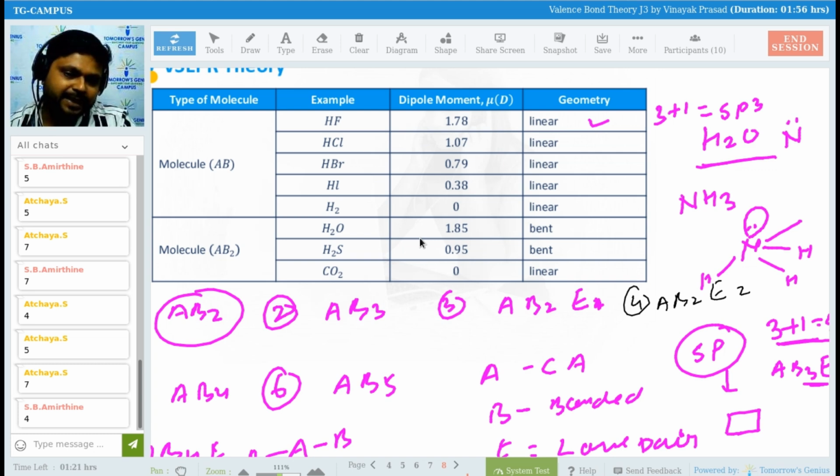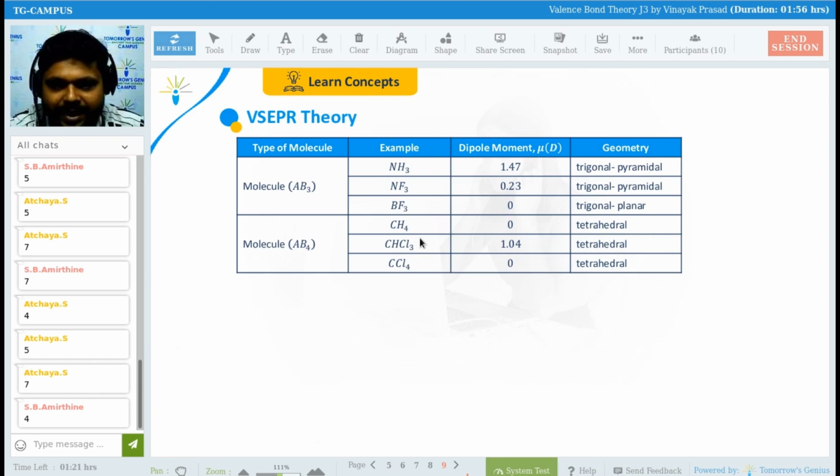Guys, what do you say? Confident or not? You can see here. If AB type is there, then the geometry will be linear. If AB2 type is there, then the geometry can be bent or it can be linear also, right? Now here you can see NH3. It is a type of trigonal pyramidal, AB3 type. Getting my point, everyone? Why trigonal pyramidal? See, how many bonds are there? 3 bonds are there, right? Yes or no?